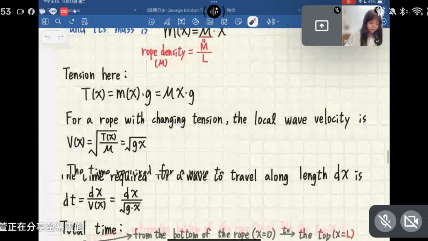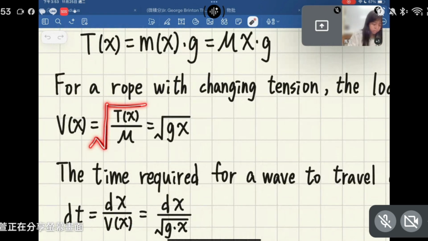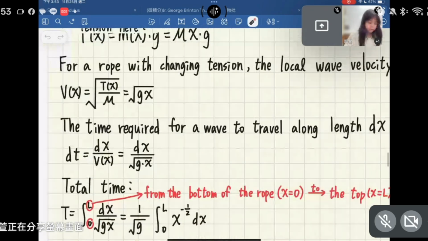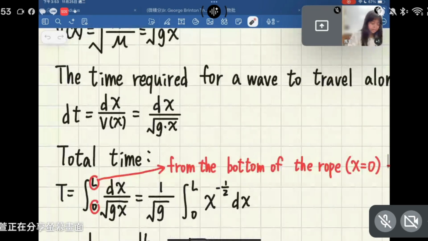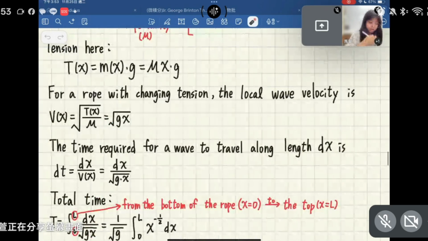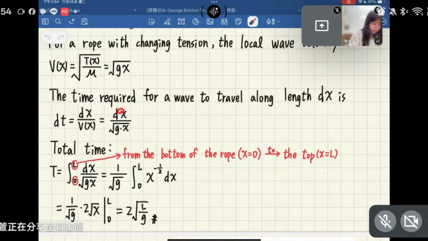So for a rope with changing tension, the local wave velocity is equal to the root of the tension over mu, and it equals the root of g times x. So the time required for a wave to travel along a length dx is dt. dt is equal to dx over v, the local wave velocity. And we substitute this in here, we can get dt is equal to dx over the root of g times x.